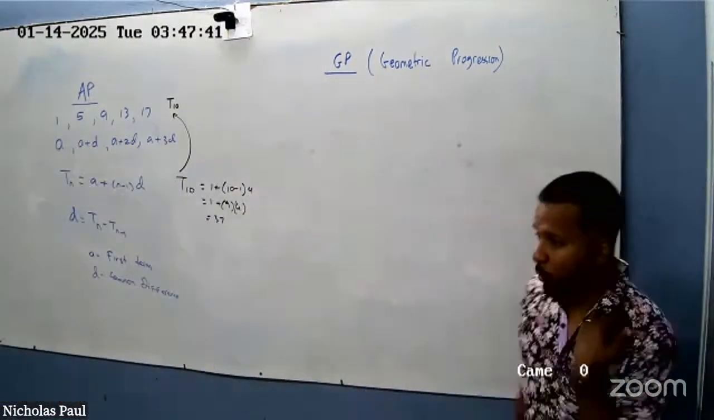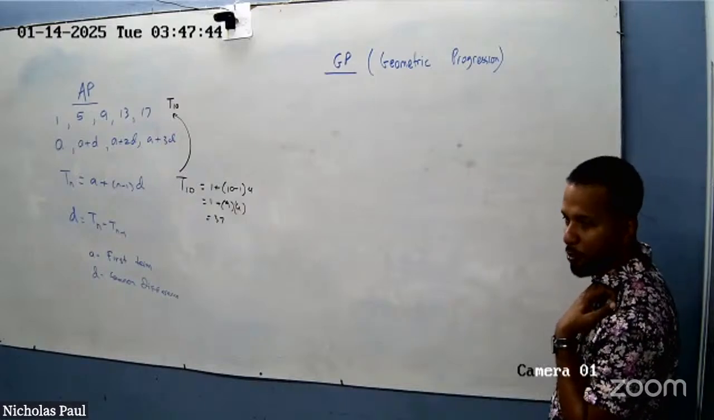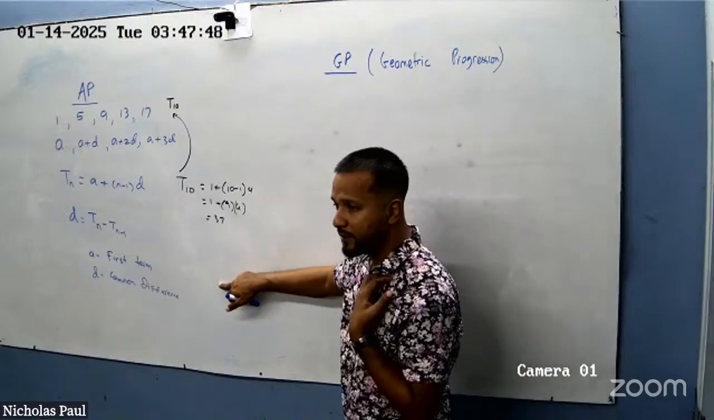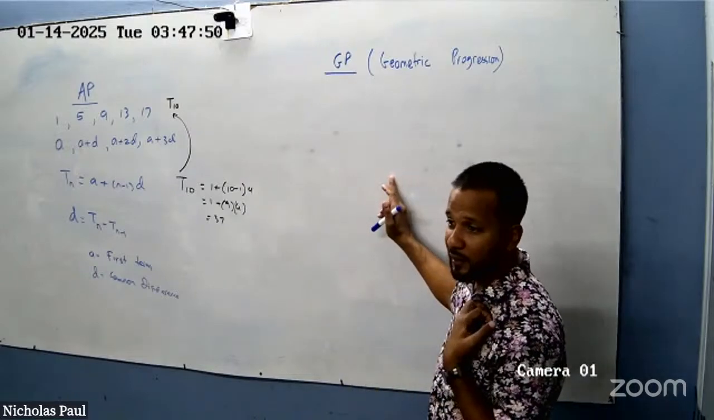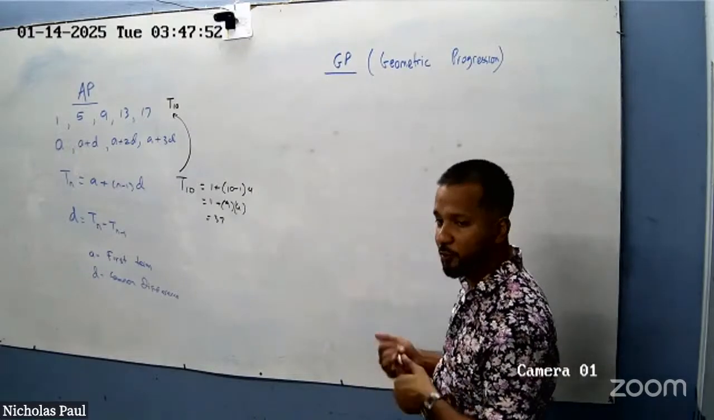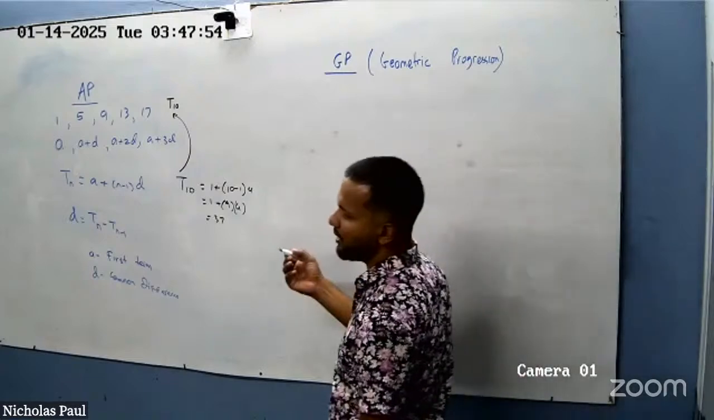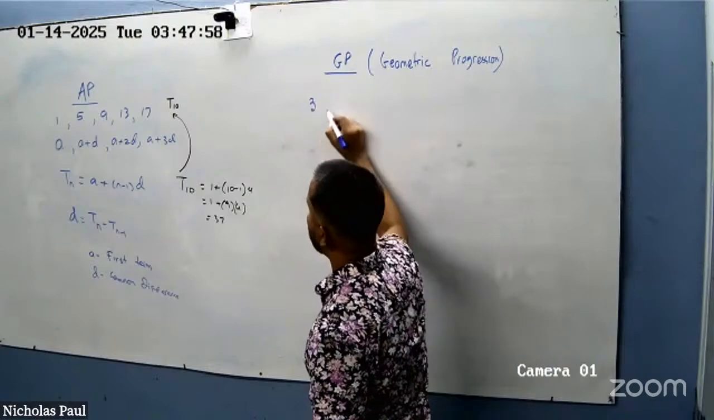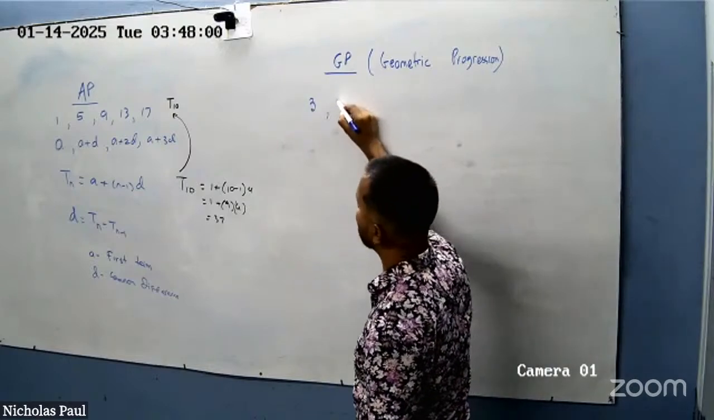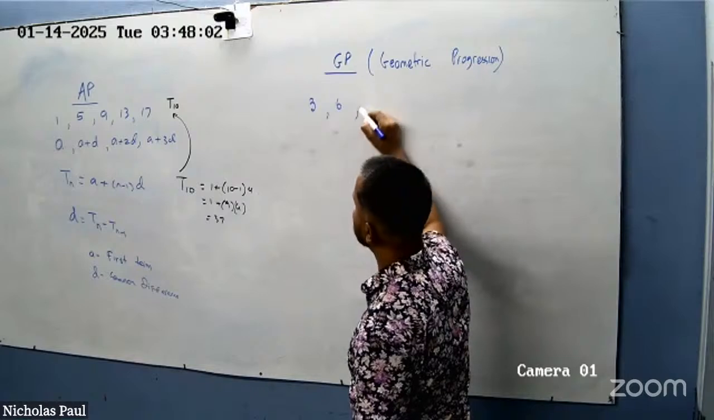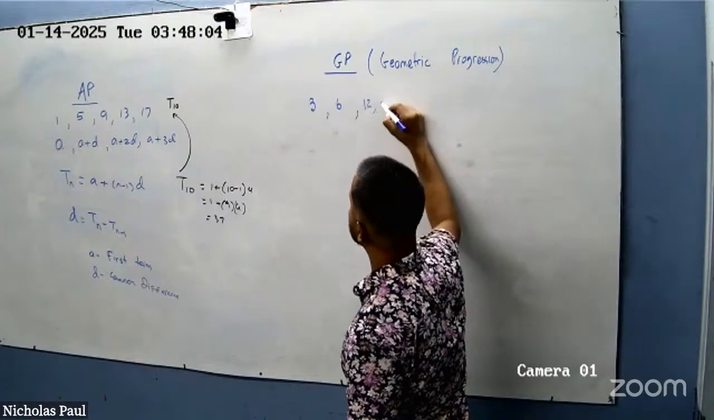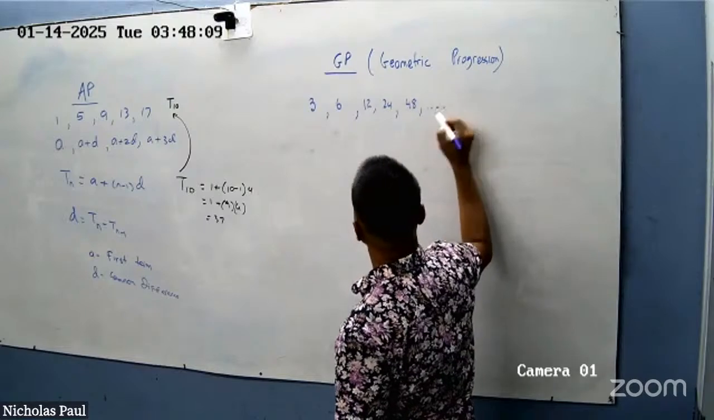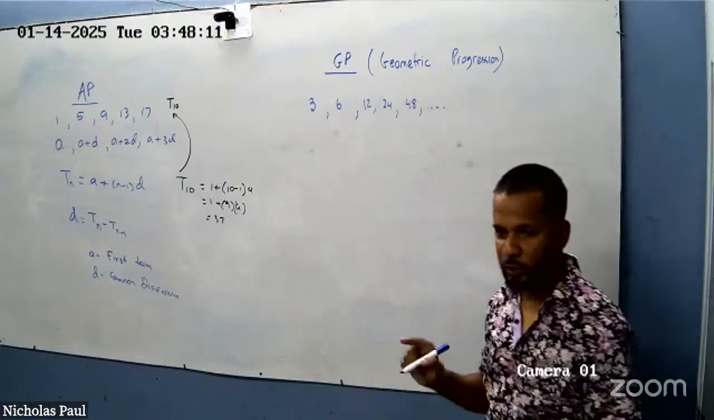Ready? So how is a geometric progression different? As opposed to adding a common difference, here we multiply by a common ratio. So for example, let's start with 3. If I multiply 3 by 2, what would I get? 6. 6 by 2 is 12, 12 by 2 is 24. This is what we call a geometric progression.